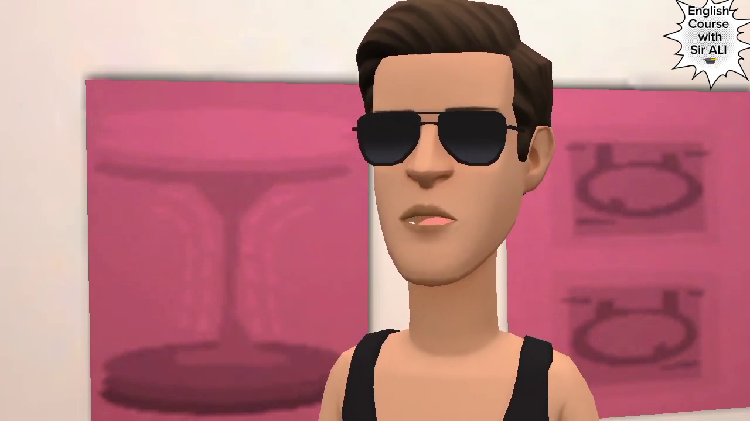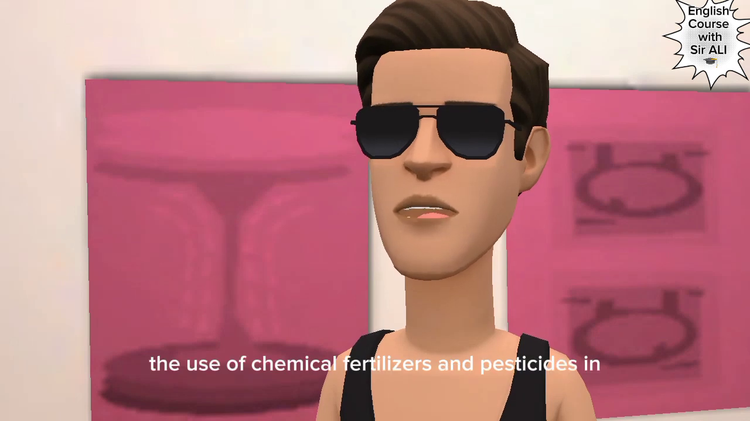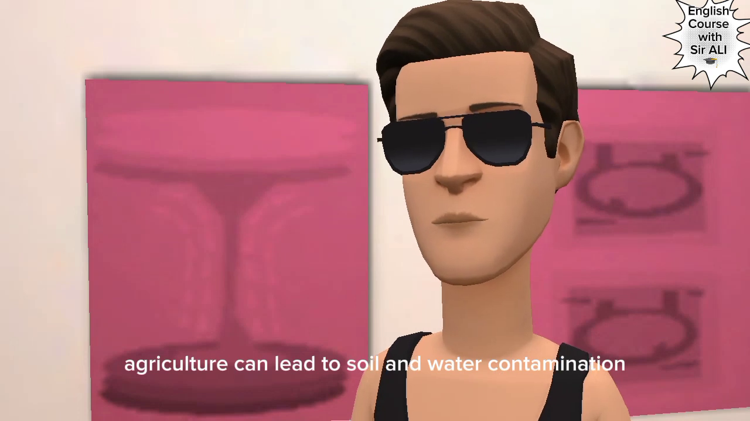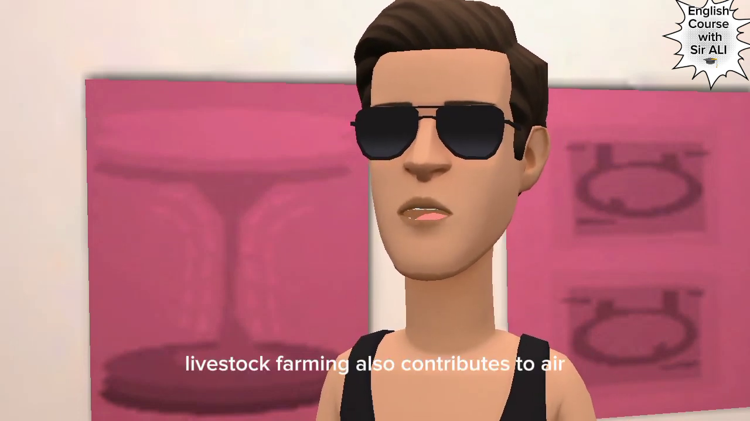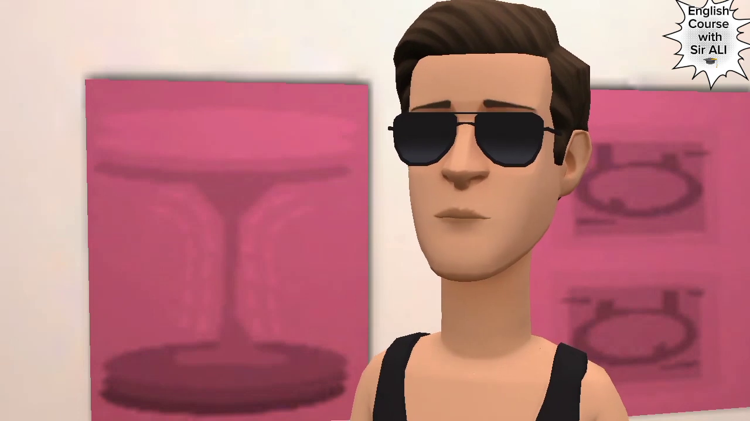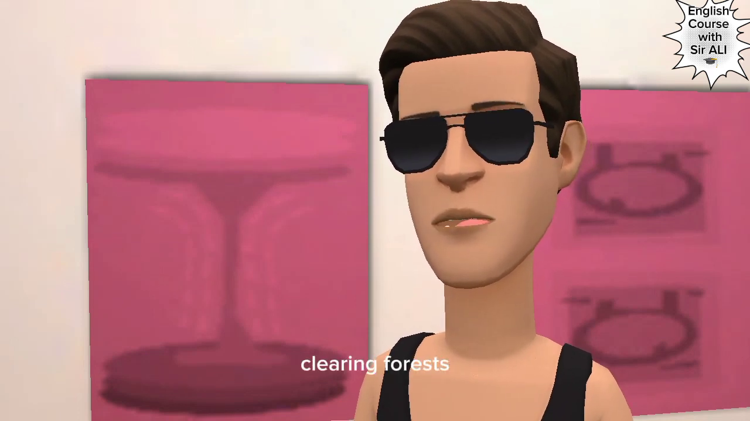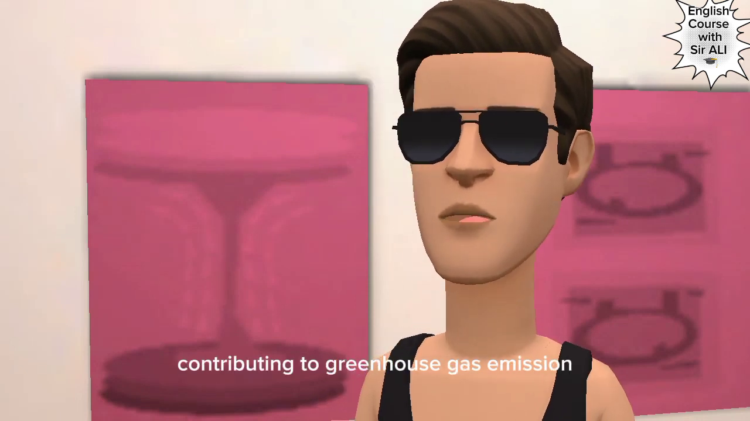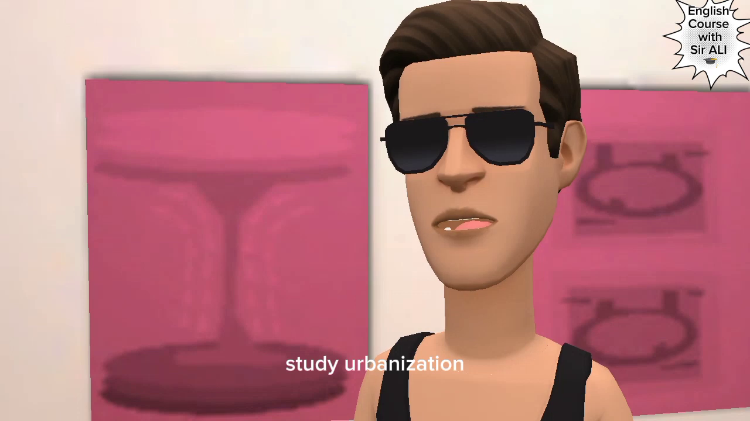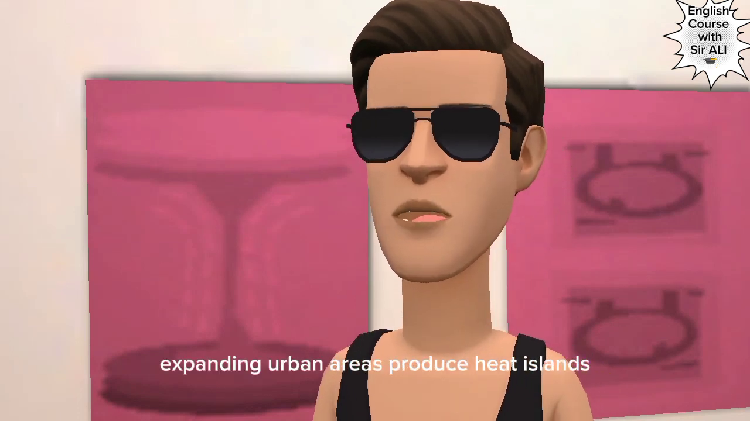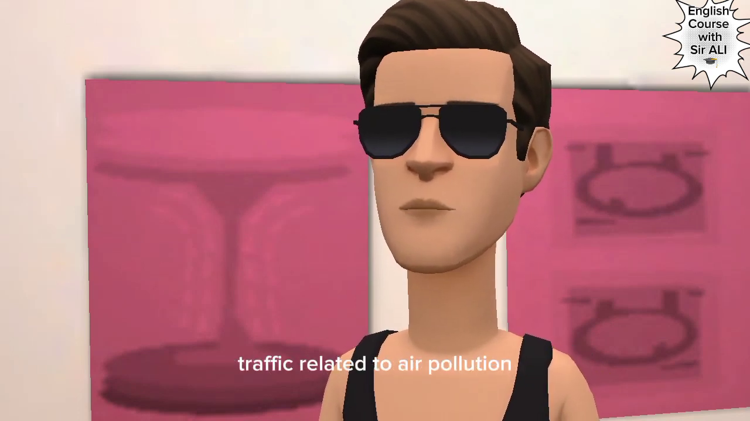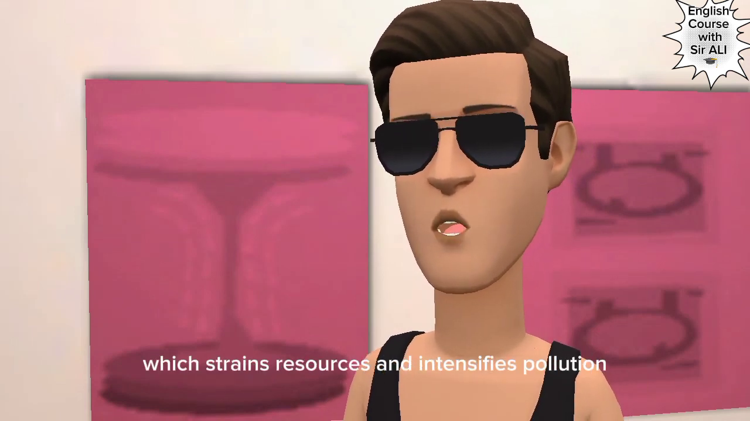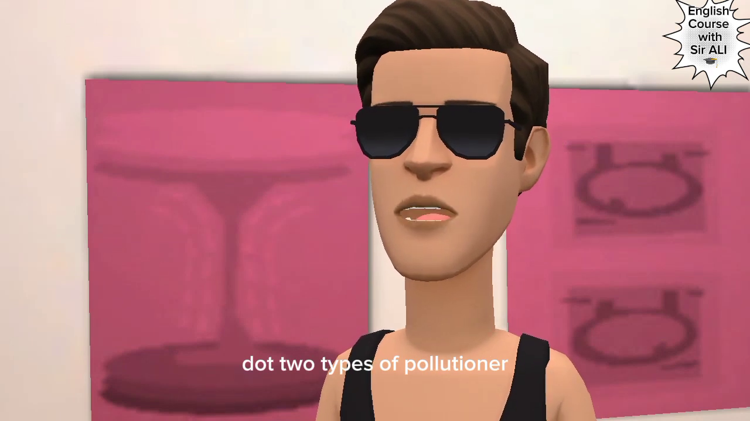C. Agricultural practices. The use of chemical fertilizers and pesticides in agriculture can lead to soil and water contamination. Livestock farming also contributes to air and water pollution. D. Deforestation. Clearing forests disrupts ecosystems and releases stored carbon, contributing to greenhouse gas emissions. E. Urbanization. Expanding urban areas produce heat islands, traffic-related air pollution, and increased waste generation, which strains resources and intensifies pollution.